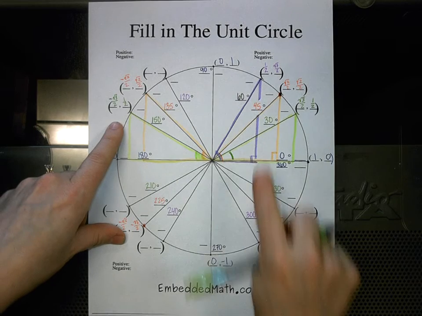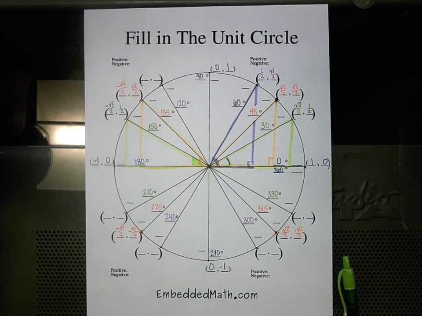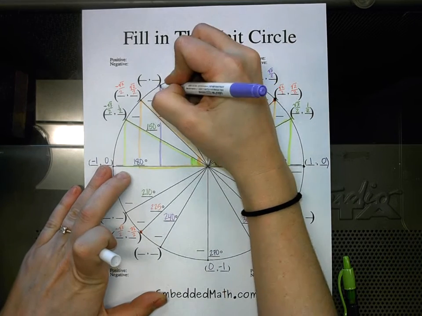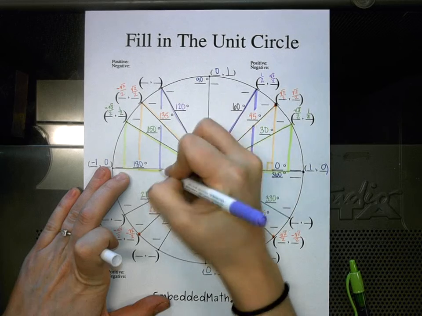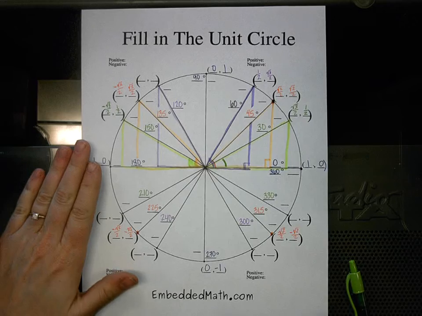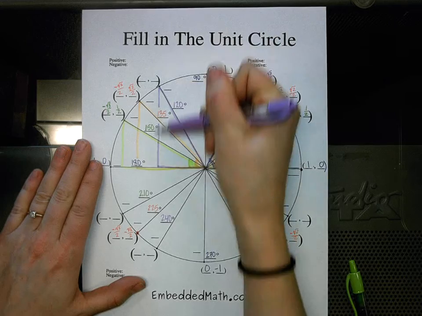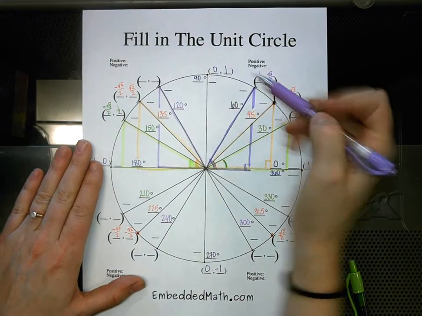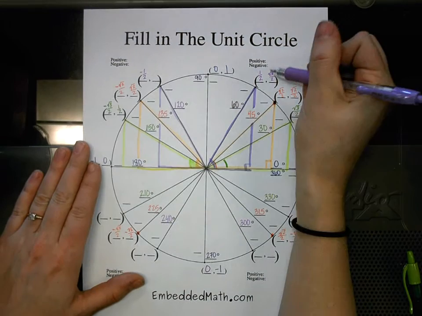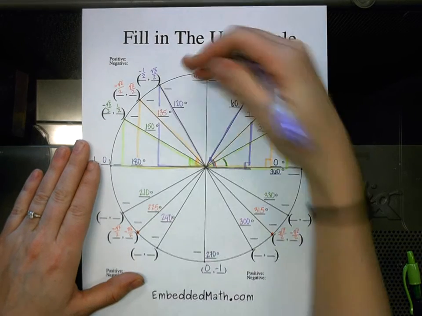We can do the same with 60. We're going to reflect that triangle to the left. So my x value is still negative. My y value is positive. So that means the negative 1/2. 1/2 is the one that's negative. And root 3 over 2 stays positive because my y value is still above the x-axis.